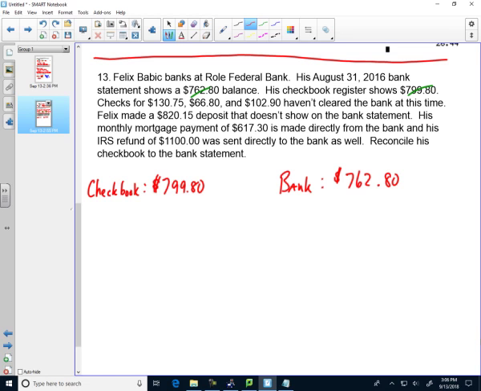But the bank doesn't know about this, so we need to put those on the bank side, and since they are checks, we put negative signs in front of them, don't we? So these are checks. They're technically outstanding checks.